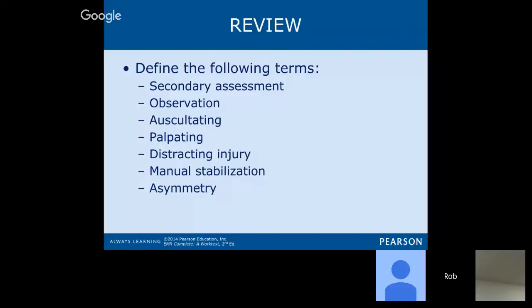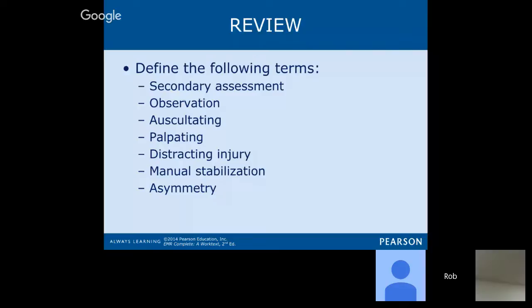What's a distracting injury? From something else could be more serious. Scraped ankle compared to dizziness. Yeah. Injury to one area that masks a more serious injury due to increased pain.